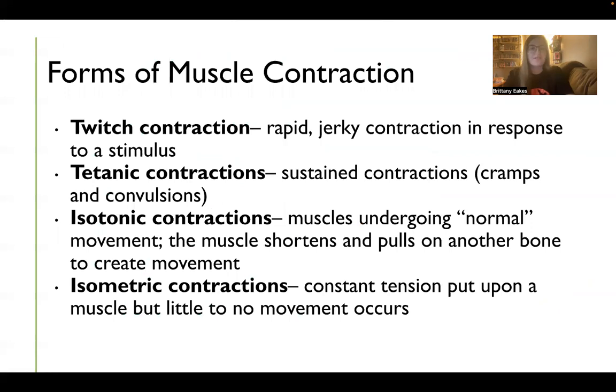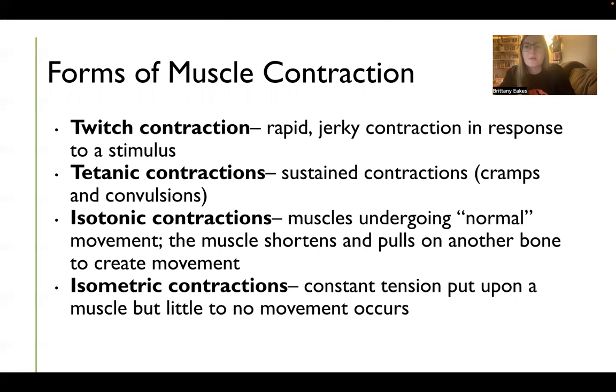There are different forms of muscle contraction. In the lecture, we talked about tonic contraction, and there are several other types of muscular contractions. Twitch contractions are rapid, jerky contractions in response to a stimulus. Tetanic contractions are sustained contractions, and these are associated with cramps and convulsions.